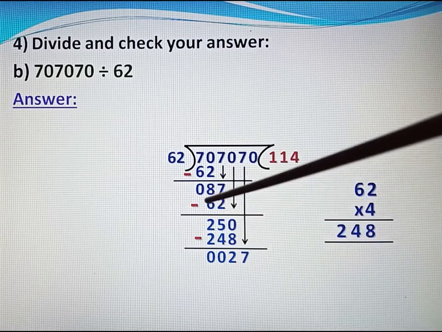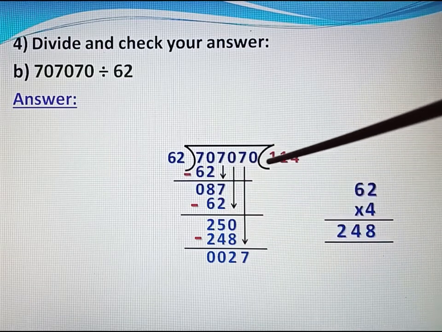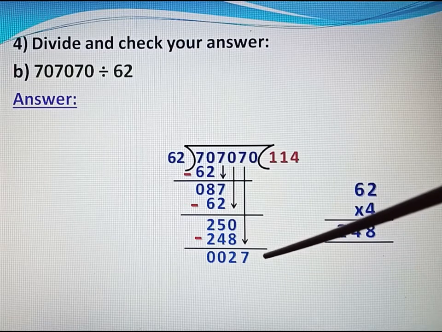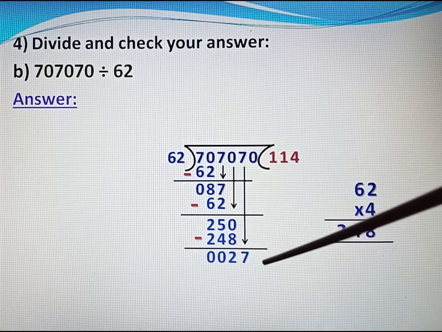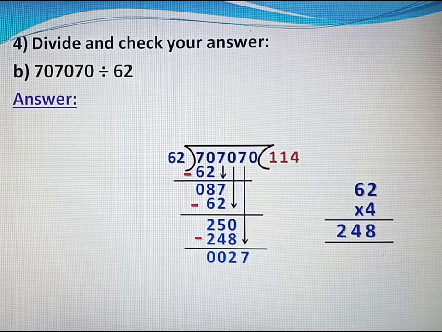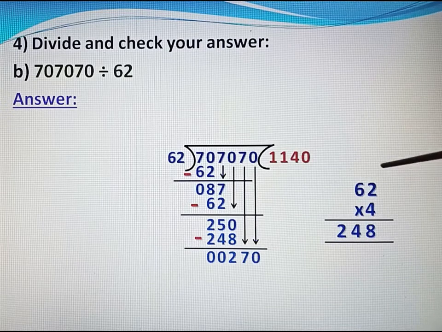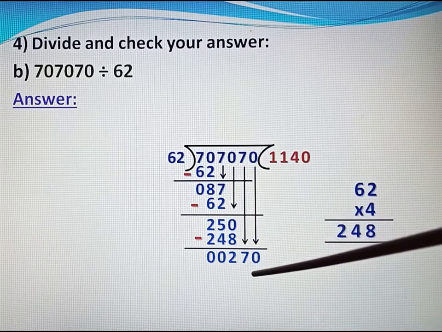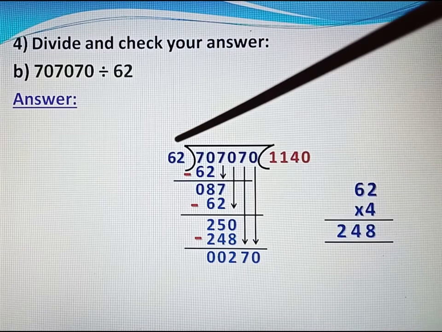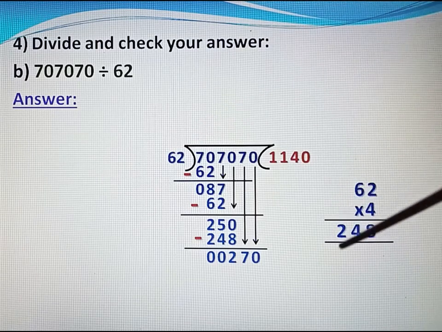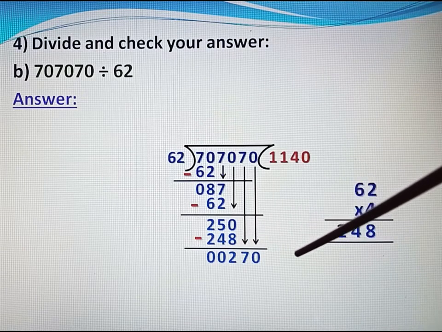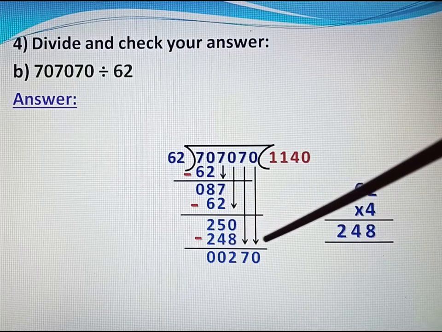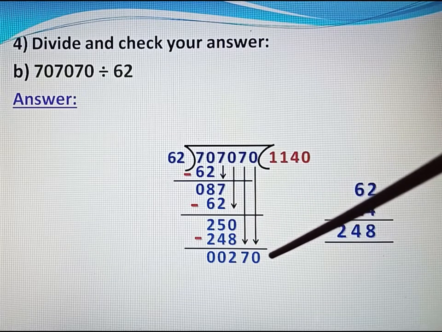But 27 is less than 62, so we can't multiply. So we will take next number, that is 0. Right here 0. If we take next number, then we will put 0 in quotient also. We will put 0. Now the number formed is 270. Again we will multiply the 62 by that number so that it is equal to 270 or less than 270. It should not be greater than 270.